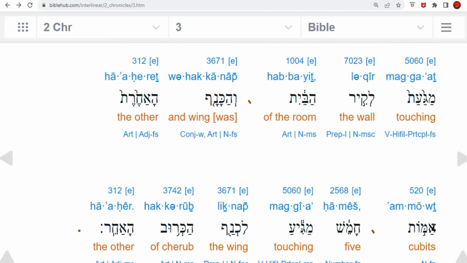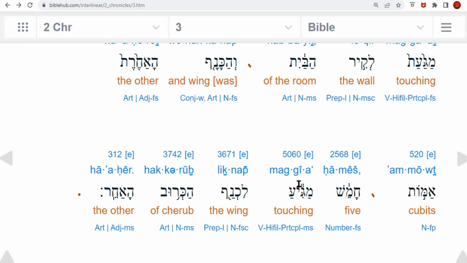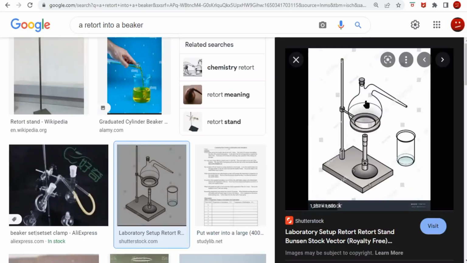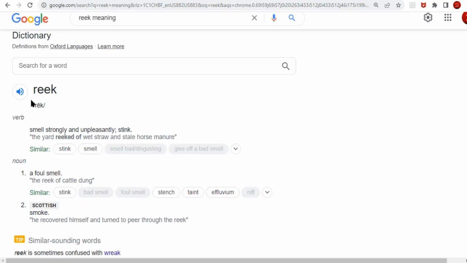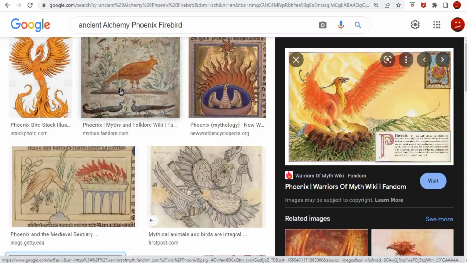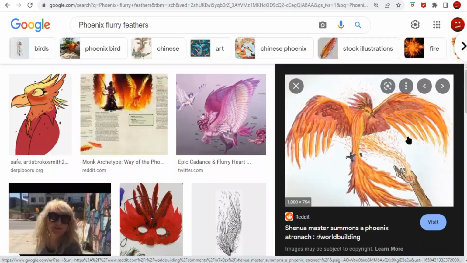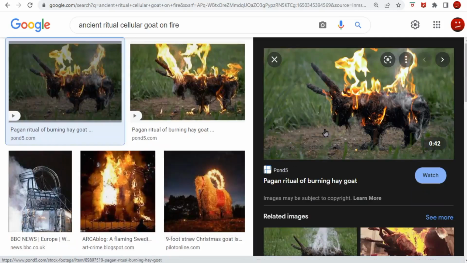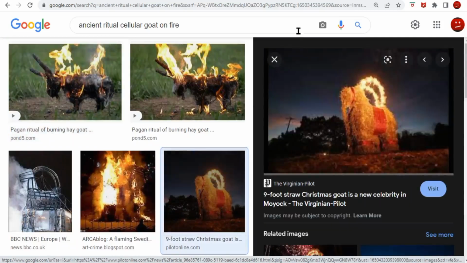To moot, to quiet the waters comes the Magi, M-G-G-I, the Magi, all can reeker of beaker. The reeker, and then beaker, B-E-A-C-H-R, beaker. When you're distilling, you got your retort and your beaker. And all the other Magi's, they can smell what you're cooking because it's reeking. And so Mars is the firebird. Phoenix flurries the fire.